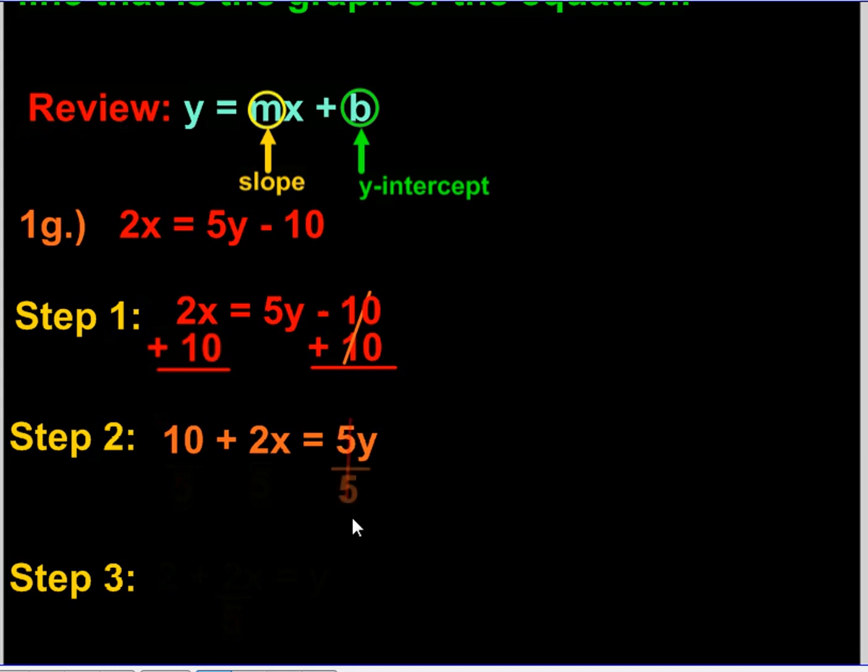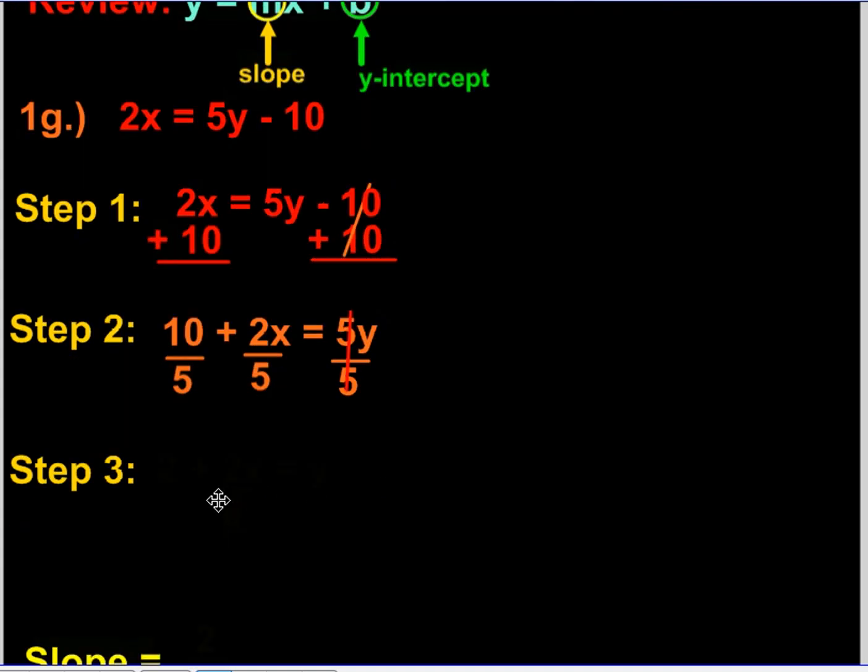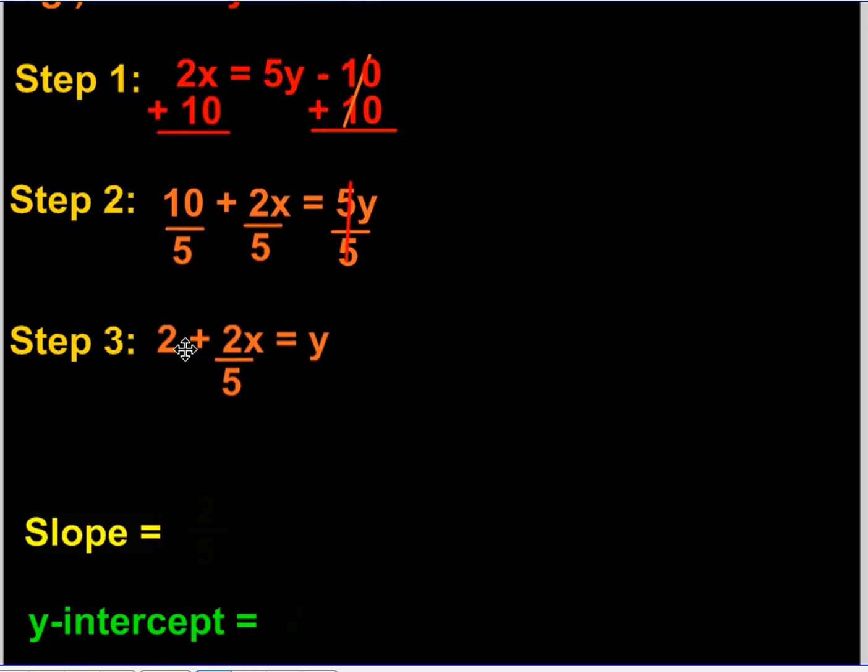Now we're closer to getting 5y isolated, but we still need to remove the 5 from it. So if we divide by 5, we can cancel that out, but if we do it over there, we have to do it on each side. So following through on that, 10 divided by 5 is going to give you 2. The 2x over 5 stays, and we've isolated the y. So now we actually have an equation that we can check for slope and y-intercept.